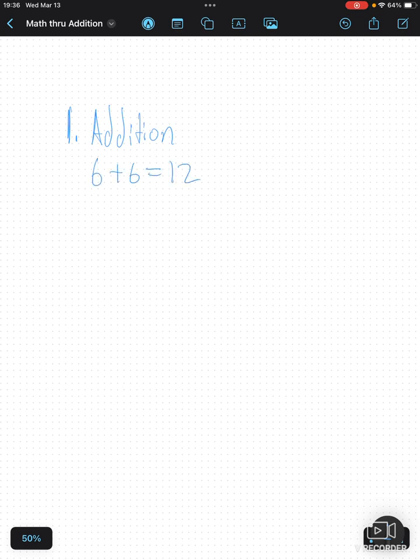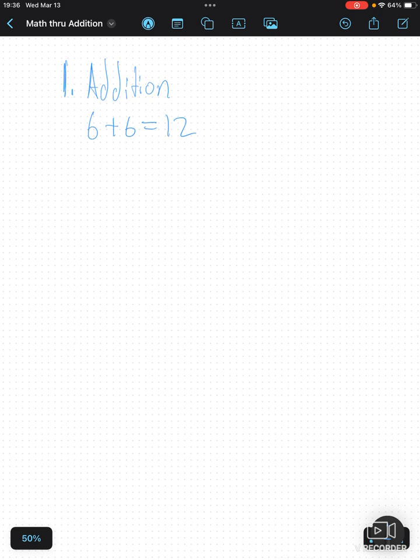What does this mean? Well, 6 and 6 are two different groups, and we combine them to get a combined value of 12, or there's 6 units of something, and it makes 12 units. What about for subtraction, though?